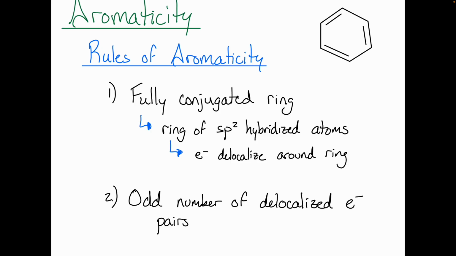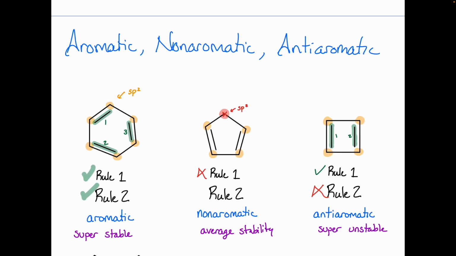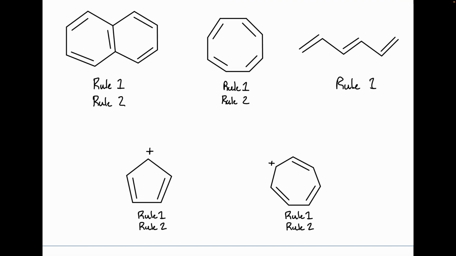If you pass both of these rules, you're aromatic. If you fail rule 1, you're non-aromatic. But if you pass rule 1 and fail rule 2, then you're this weird category of anti-aromatic. Again, super unstable molecules. So this second rule here is kind of weird, and you're just going to trust me on this for today, and we'll explore why that is a little bit next lecture. But again, the name of the game here is to classify compounds into one of these three categories. Okay? Cool. So now we're going to move on to these examples here.